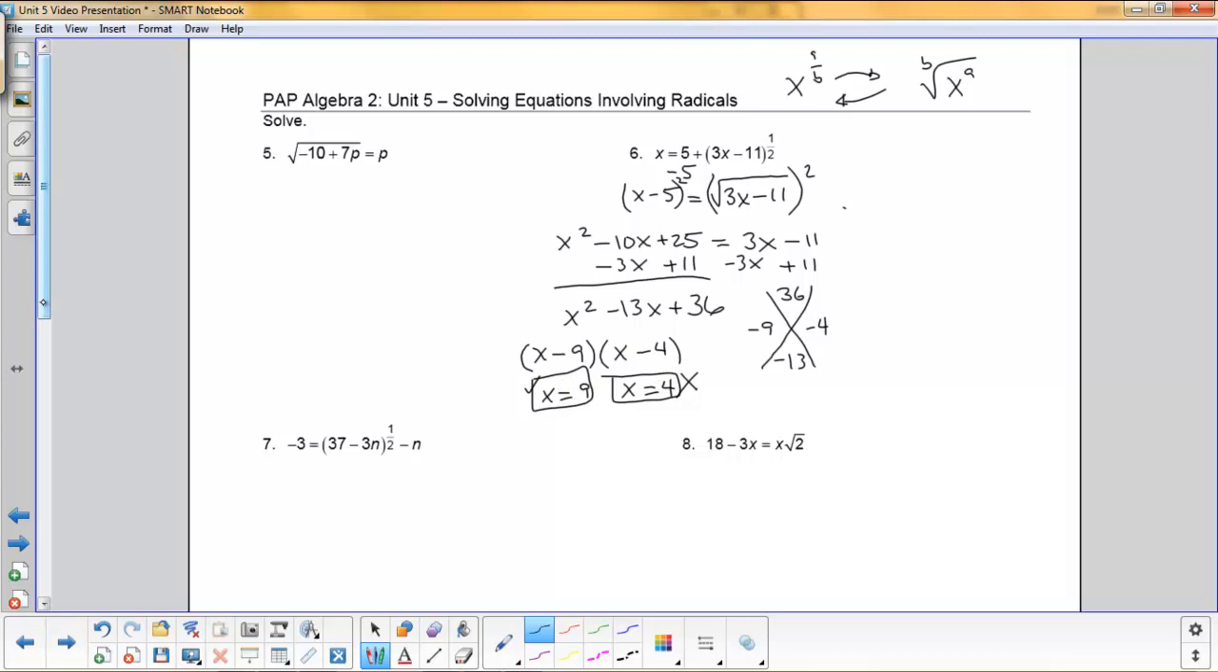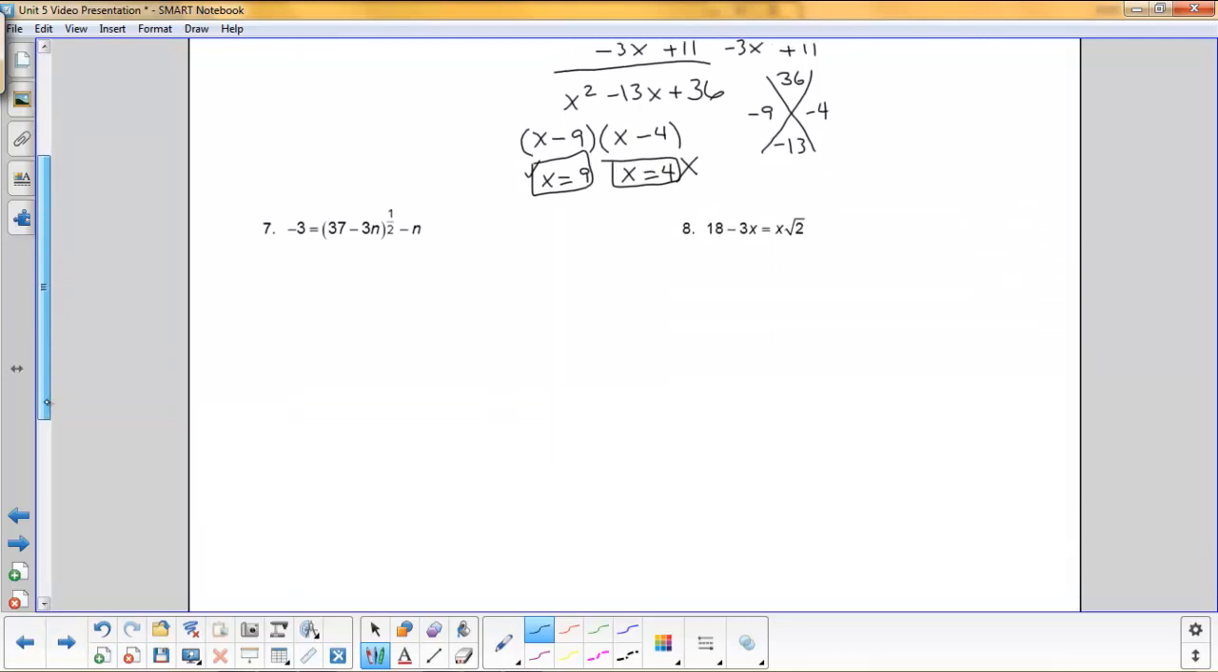Okay? I will try this one more time with question number 8, and then you'll have 5 and 7 to do on your own. Be ready to share your results with me tomorrow at the beginning of class.